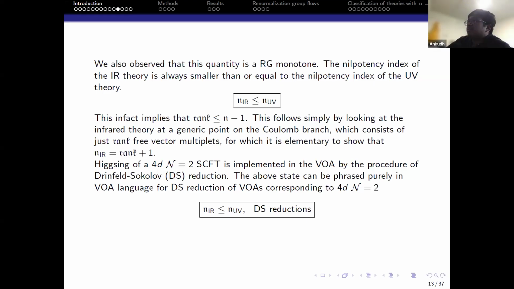Also, this conjecture can be made a little sharper for mathematicians by saying that there's a procedure called DS reduction for VOAs, which corresponds to Higgsings. If any VOA comes from a 4D N=2 SCFT, then after a DS reduction, the nilpotency index should be lower than or equal to the starting nilpotency index. We believe that this is actually not a conjecture, but can be proven based on facts in the mathematical literature, although we don't have a very sharp statement. I think it can be shown using the fact that the associated scheme after the DS reduction is an intersection with the Slodowy slice. So the scheme actually becomes smaller after a DS reduction, and we expect that you can use that to show that this is true more generally in all the DS reduction cases.